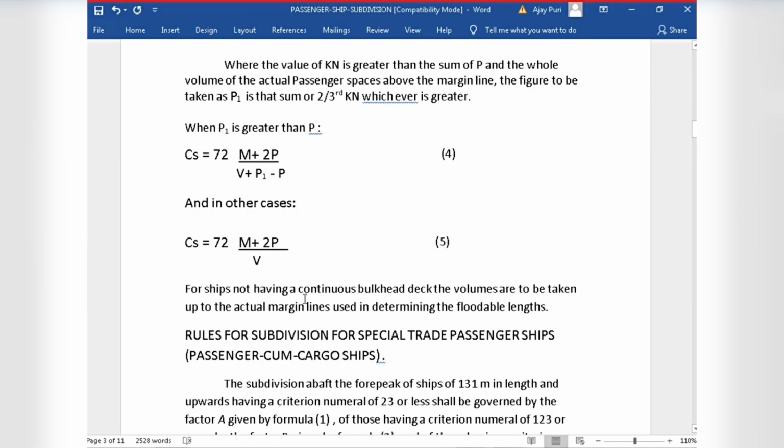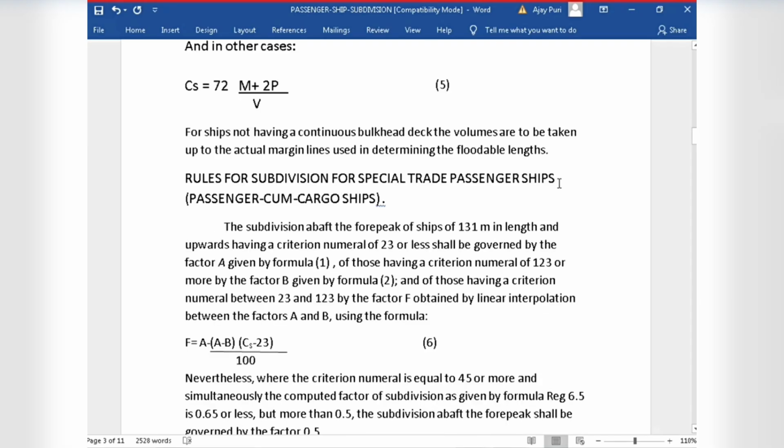Now, for ships not having a continuous bulkhead deck, suppose there's a break in the bulkhead deck, then the volumes are taken up to the actual margin line used for determining the floodable length. So then volume is taken up to the margin line. Otherwise, it's taken up to the bulkhead deck. Now, the rules for subdivision of special trade passenger ships, which are passenger cum cargo ships. So subdivision above the forepeak of 131 meters in length and upwards, having a criterion numeral of 23 or less, shall be governed by a factor A given by the formula, which we have already done.